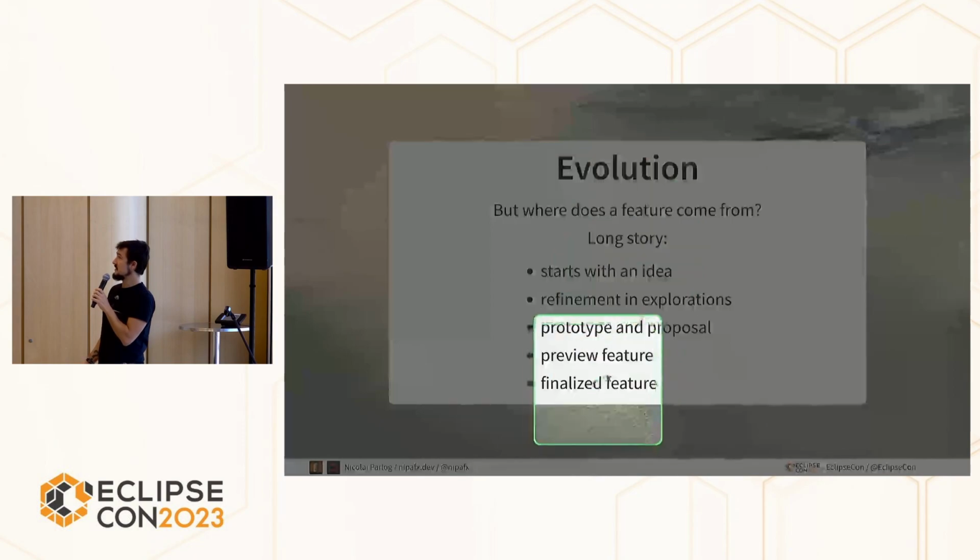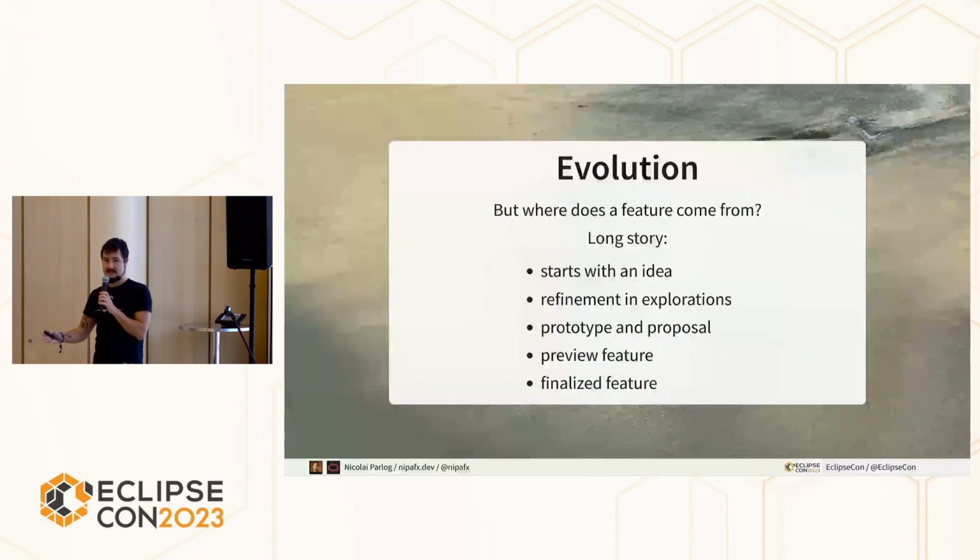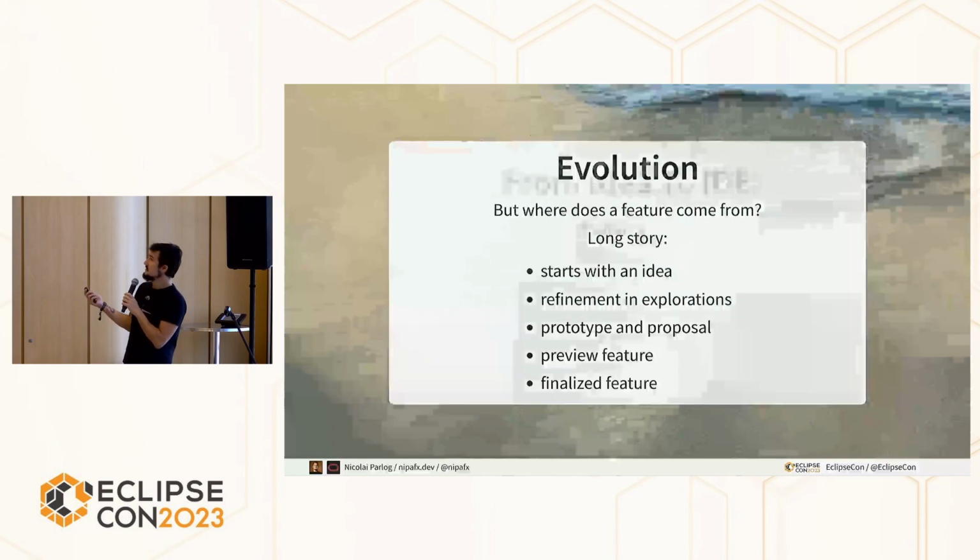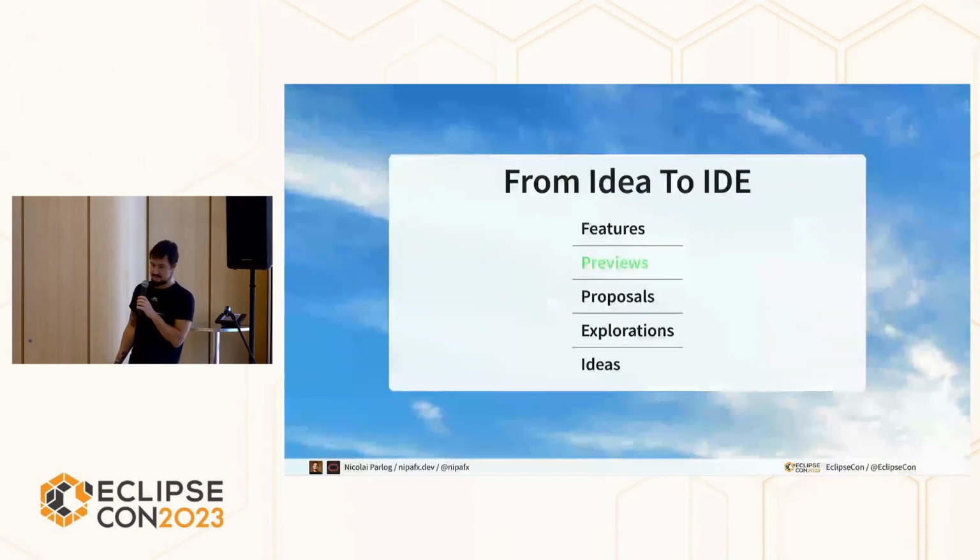We just talked about finalized features and what that means, JLS and the implementation. And now let's go backwards in time and see the different steps that these features take to get there. So let's start with the preview phase.